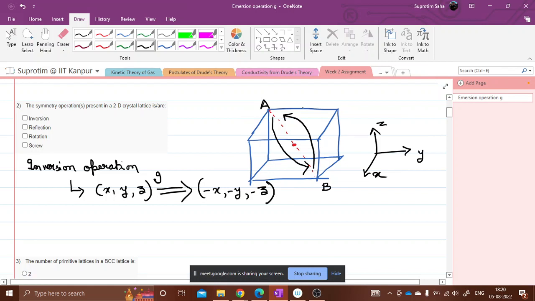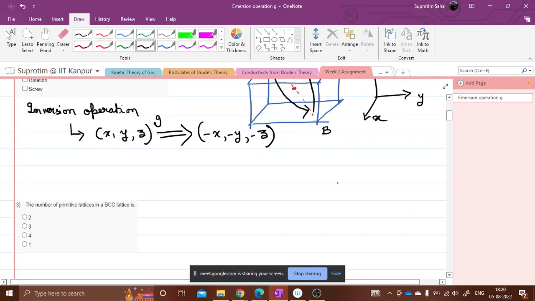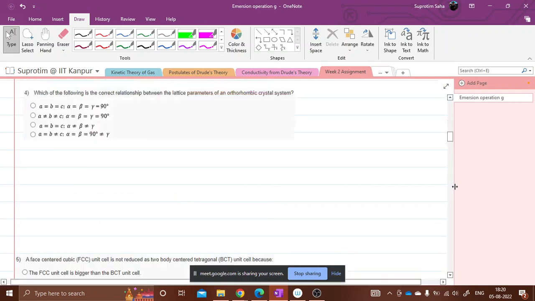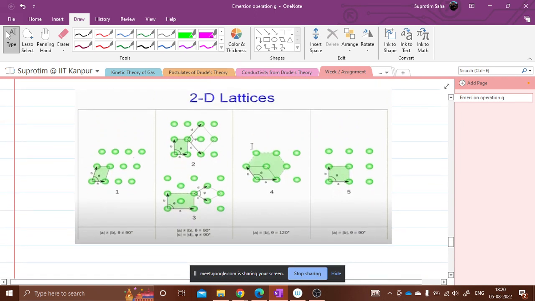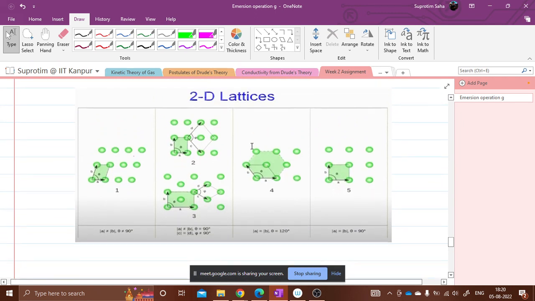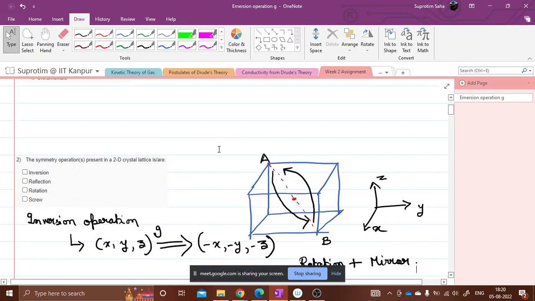So we have to do this inversion along with rotation, and you also have to do a mirror symmetry. So for a 2D crystal, as you might notice, this is your 2D lattice, as you have already seen from the lectures. Now the options given are inversion, reflection, rotation, and screw.